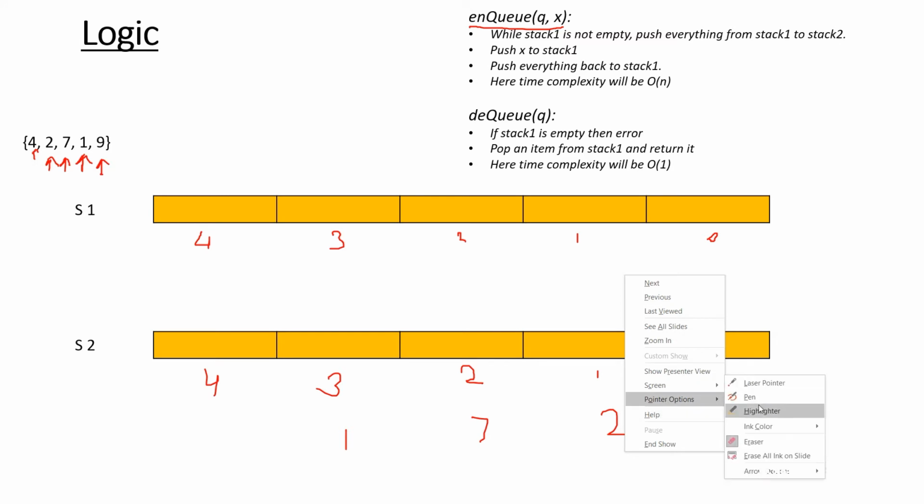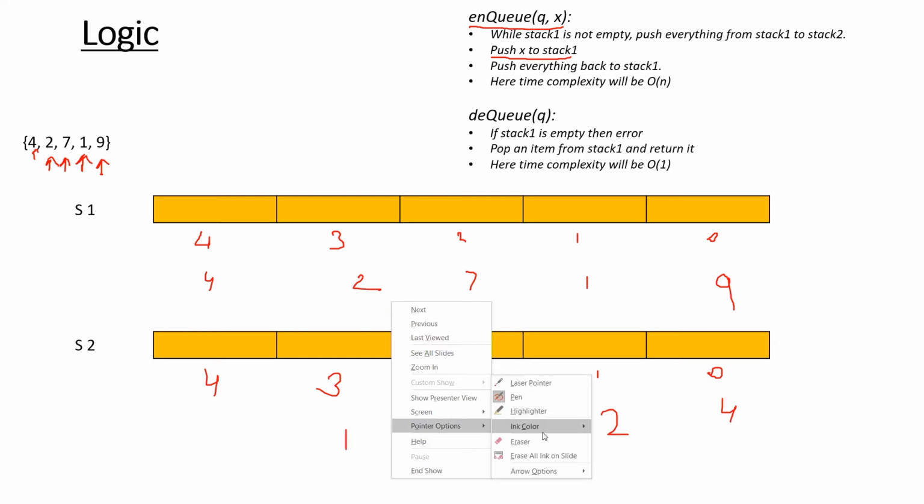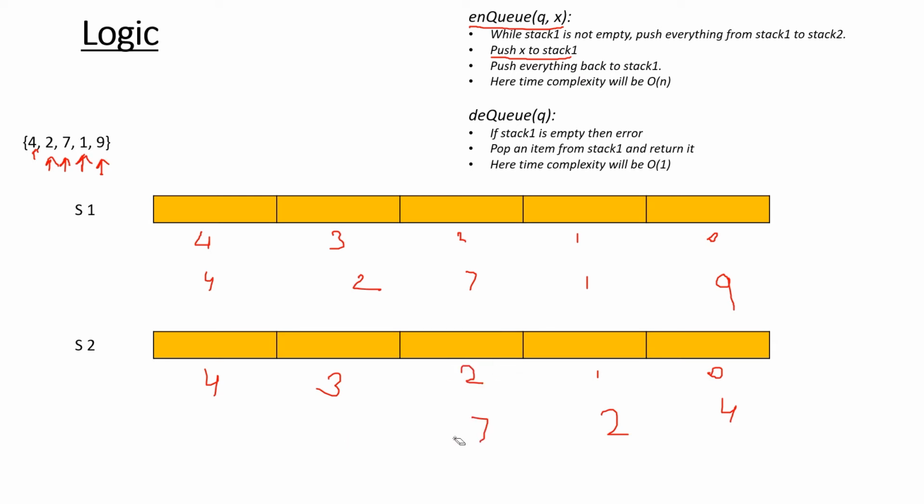And then we have to insert 9 here because this is the last element we are going to insert in this. So once we have inserted this element, this push X we did, then we have to again put back all the elements from the stack 2 to stack 1. So let's move it here, 1, 7, 2, and 4. And now let's erase these things too.